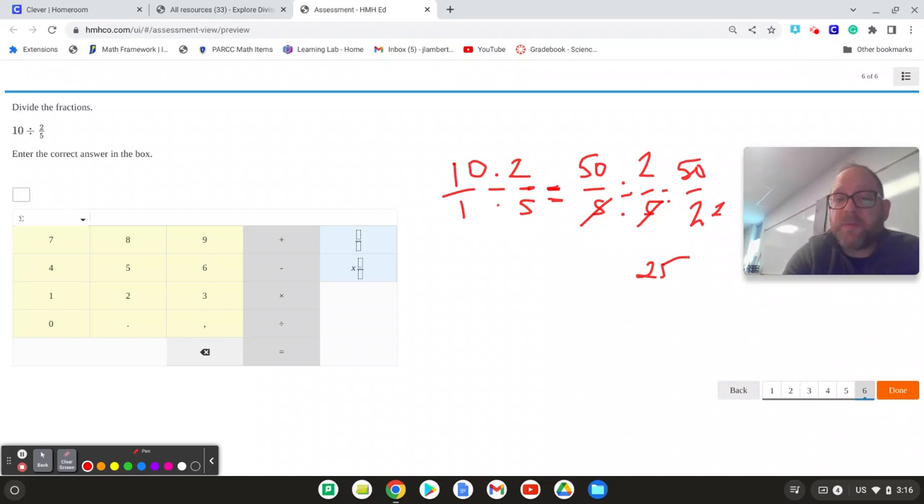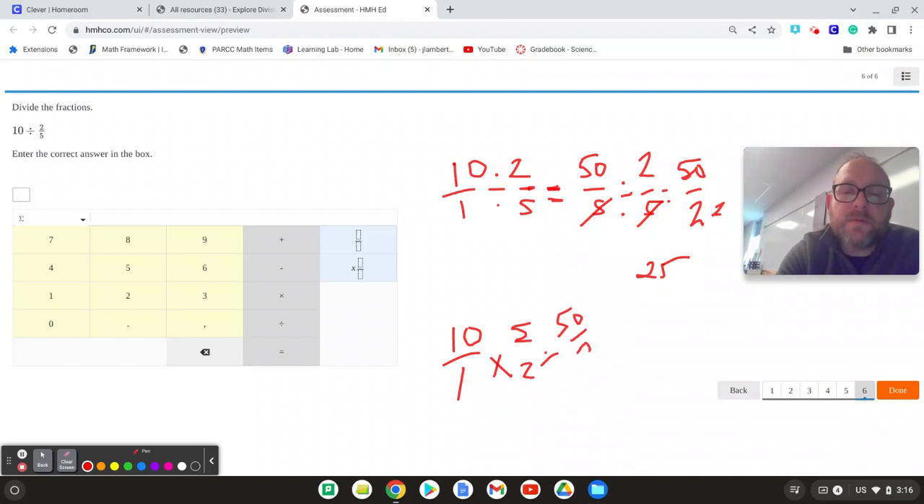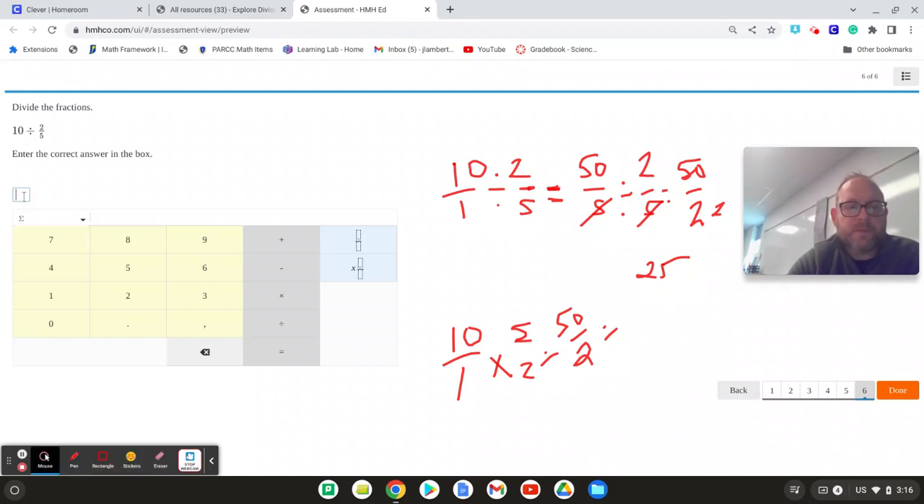I could also use my multiplicative inverse. I'd have 10 over 1 times, instead of 2 over 5, we'll use the inverse of 5 over 2. Again, we would get 50 over 2, or 25 is our answer. Both work out the same way every time. So we would have 25 as our answer there.